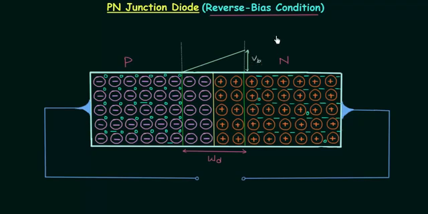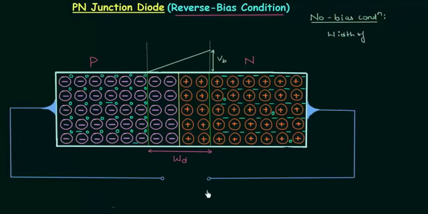We will compare reverse bias condition and no bias condition after some time. So I will write these things down. In no bias condition, width of depletion layer is equal to W subscript D, and barrier potential or built-in potential is equal to VB.